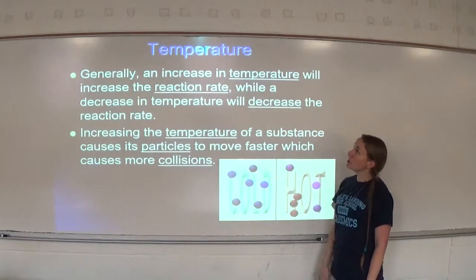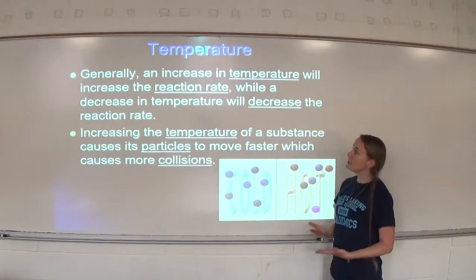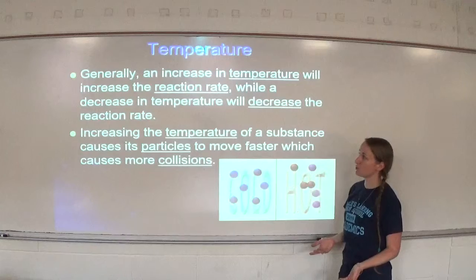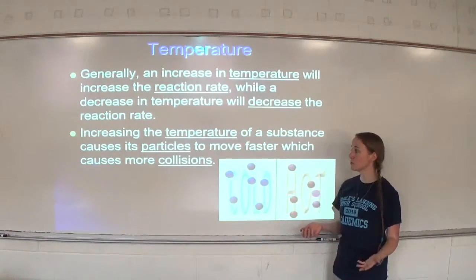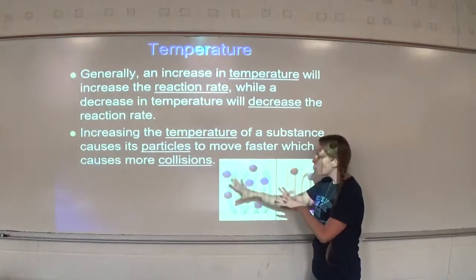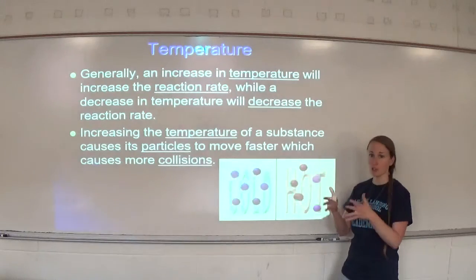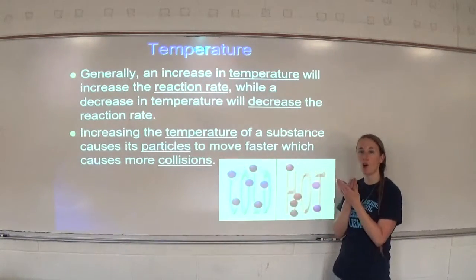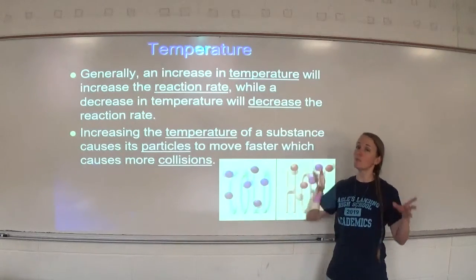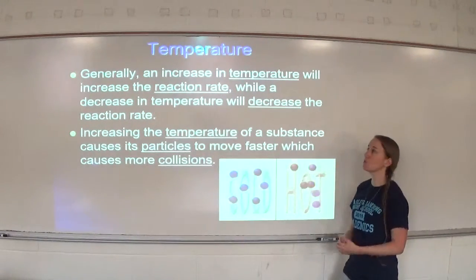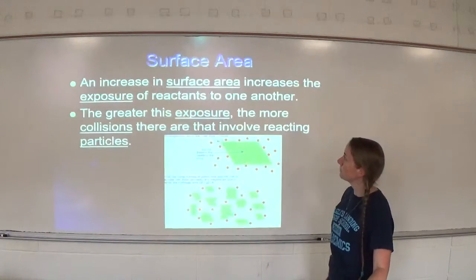So temperature, generally an increase in temperature will increase the reaction rate, while a decrease in temperature will decrease the reaction rate. Increasing the temperature of a substance causes its particles to move faster, which causes more collisions. In a cold substance, the particles are moving very slowly. In a hot substance, they're moving faster, which means they can collide more often and react faster. Notice it says in general, because there are some reactions where maybe we want colder temperatures, but in general, the hotter it is, the faster the reaction occurs.